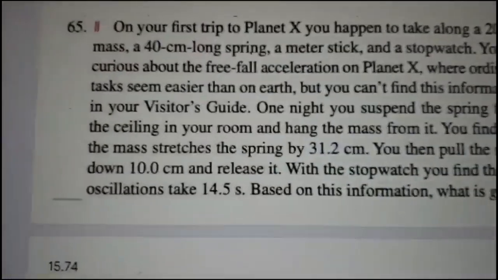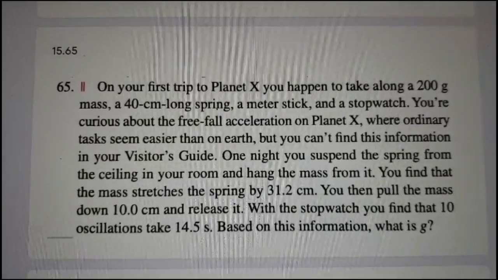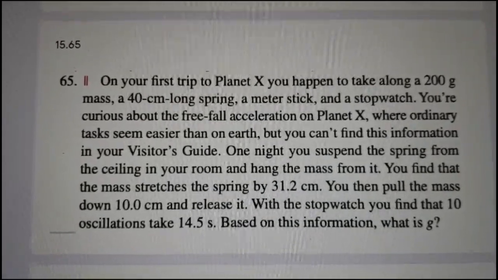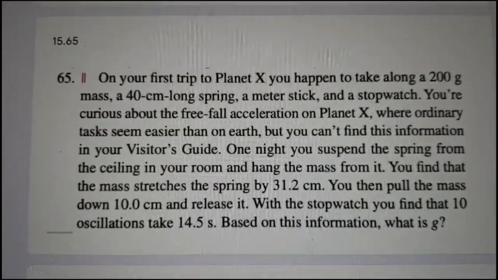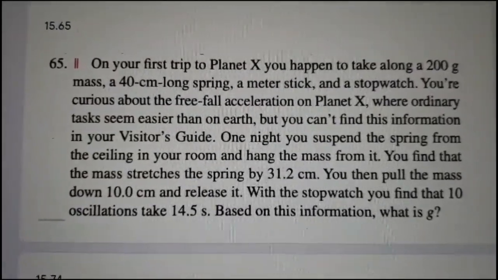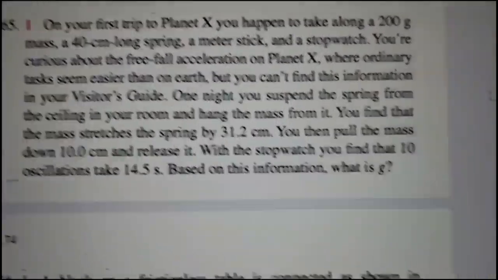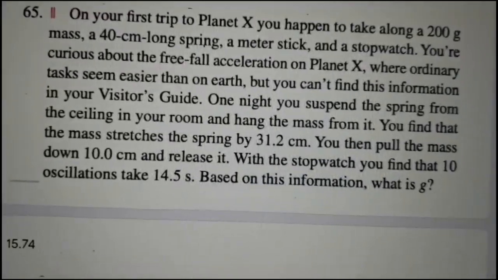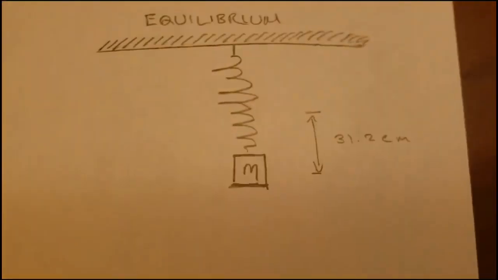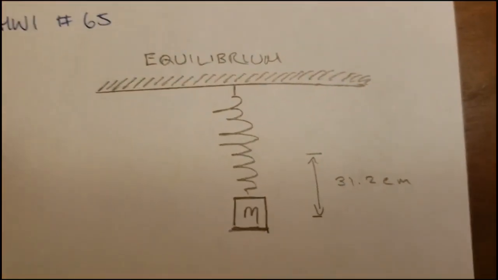So basically what this problem is asking is, given a set of conditions, it gives you a mass spring system that's on a different planet, or planet X as they call it, and it asks you to find what the gravitational acceleration is on that planet. To help explain this a bit easier and let you visualize it, I drew a picture.